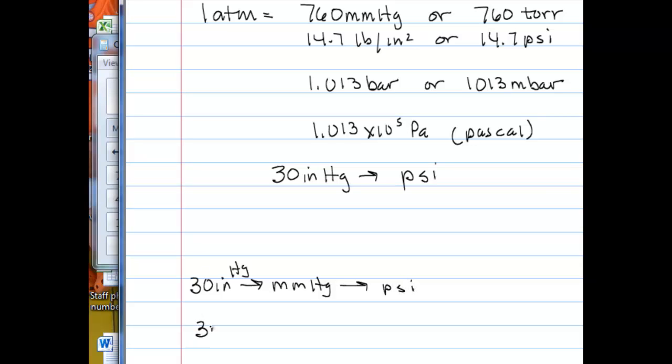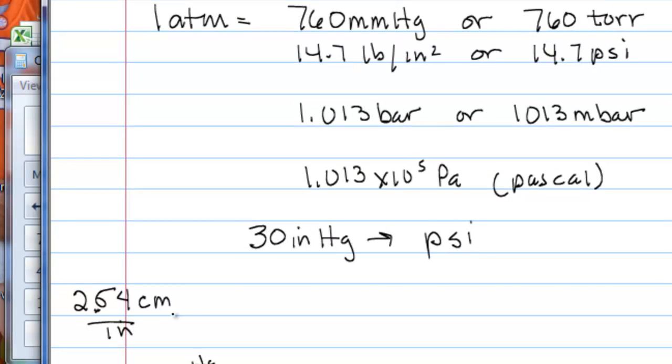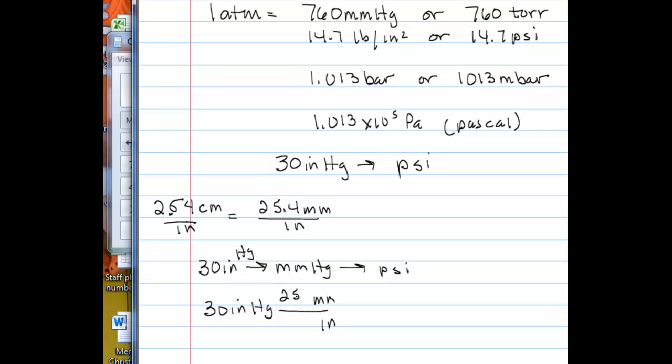So if I started with 30 inches of mercury, I simply want to know how tall those inches are in millimeters. So I want to go from inches to millimeters. I happen to know that there are 2.54 centimeters in 1 inch, and that would be 25.4 millimeters in 1 inch. So I would multiply that by 25.4 millimeters per inch, and again that would give me millimeters of mercury.